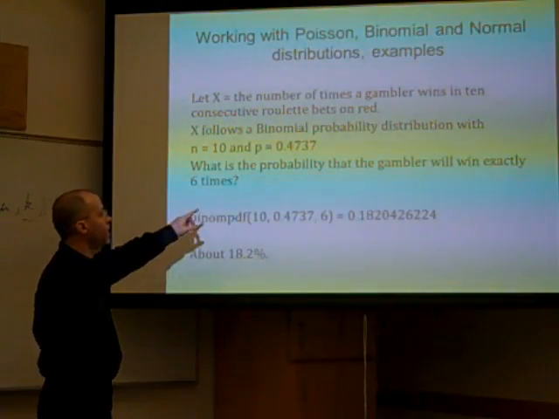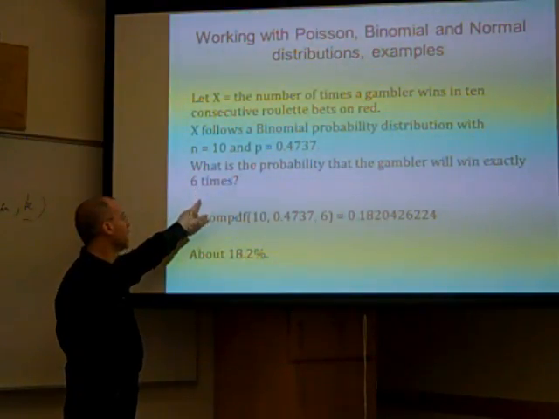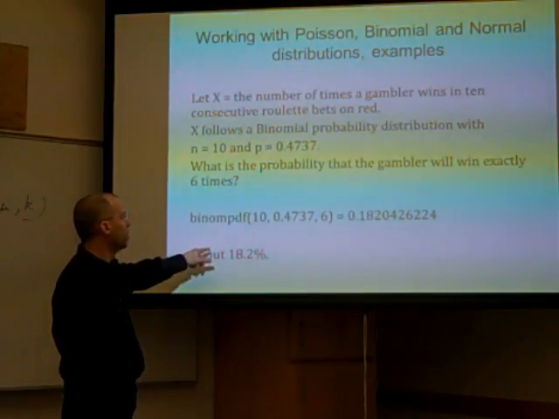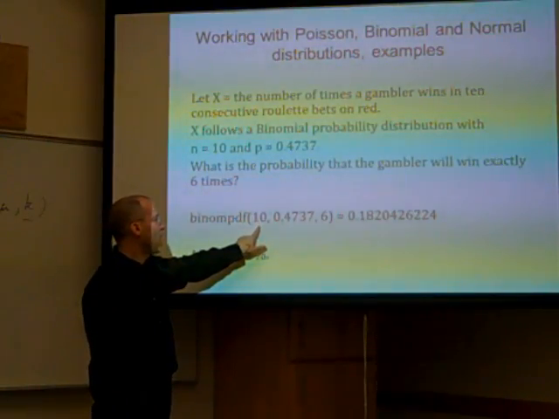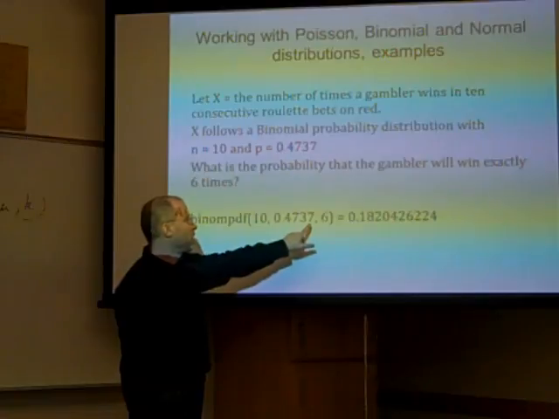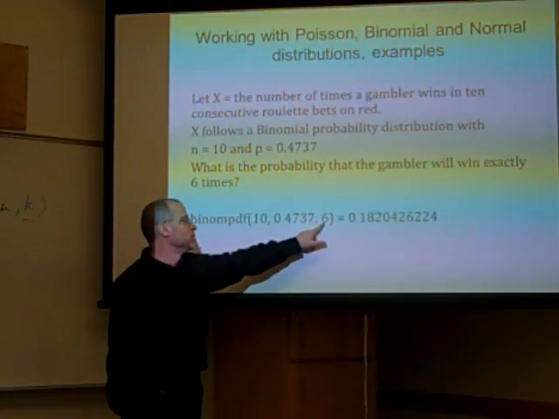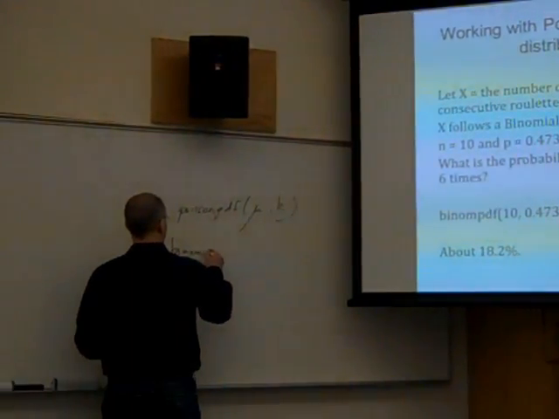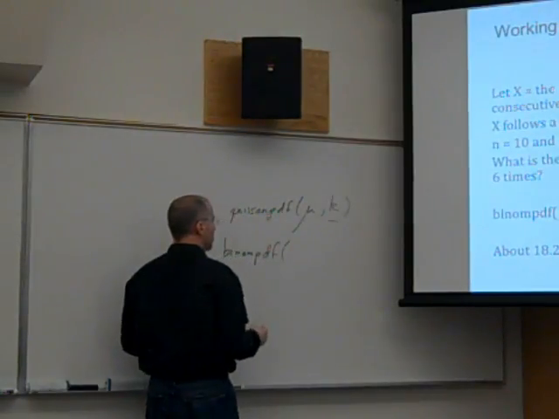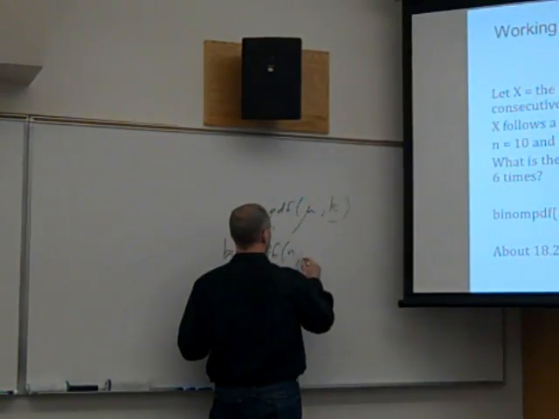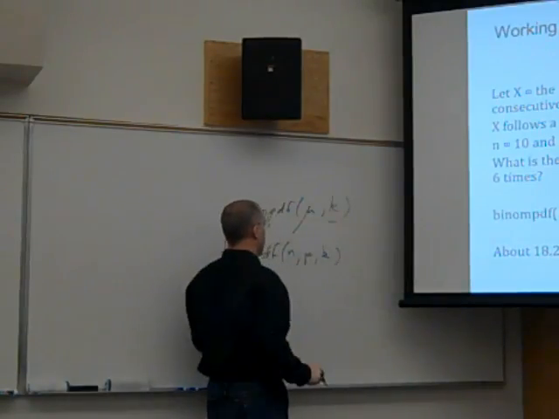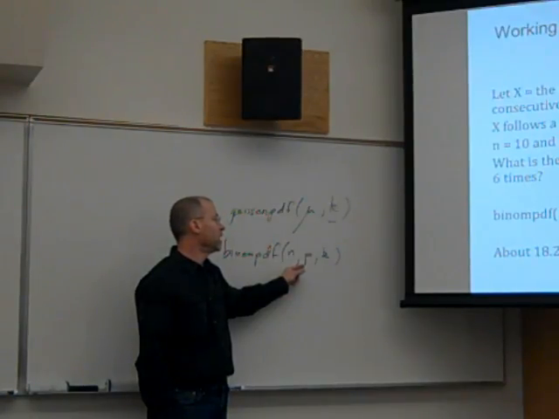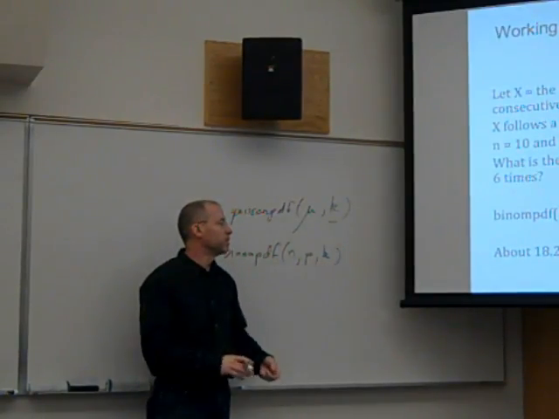So the probability the gambler will win exactly 6 times out of 10 is given by the calculator binomial PDF, probability distribution for a binomial random variable. You have to specify how many trials, the probability of success on each trial, and the number of successes that you're specifically interested in knowing the probability of. So the syntax here is binomial PDF and NPK. N, the number of trials, P, the probability of success, in this case of winning on this bet of red, and K, the specific number I want to know.